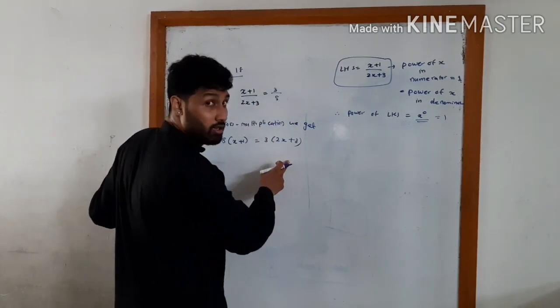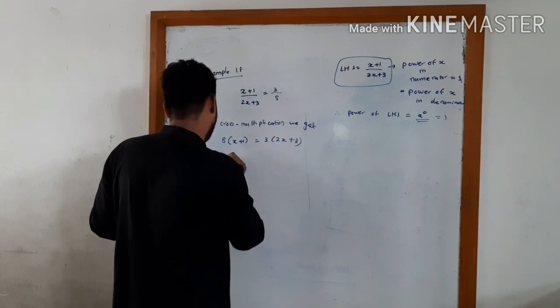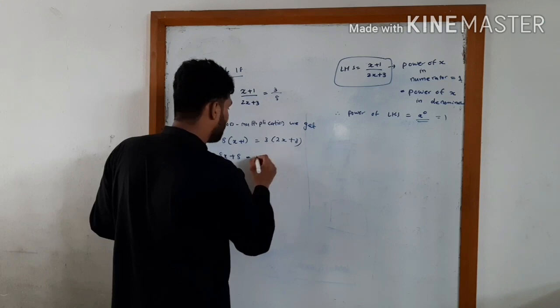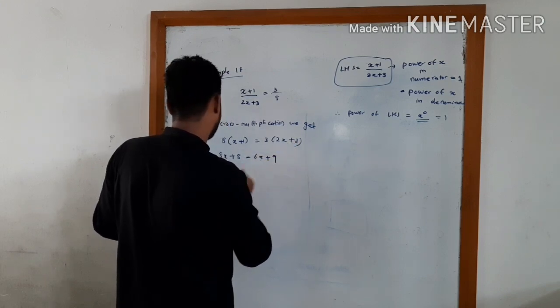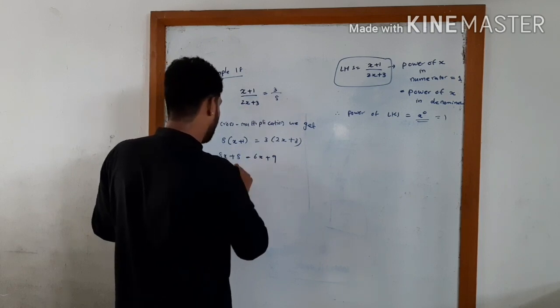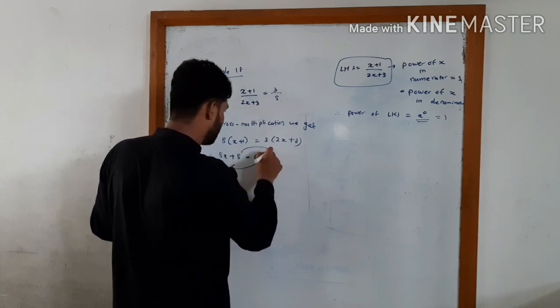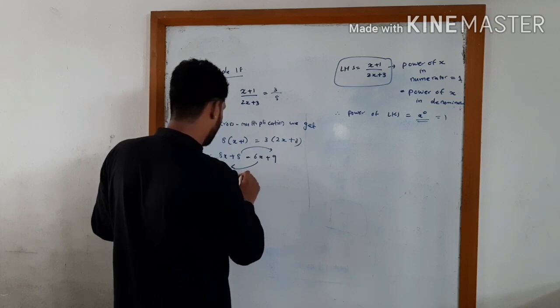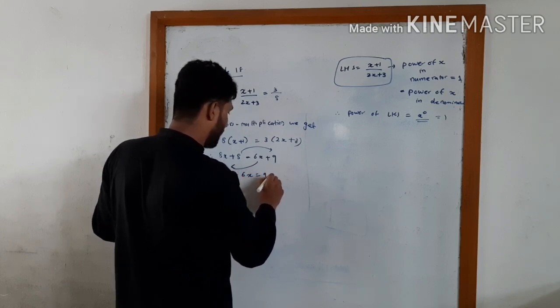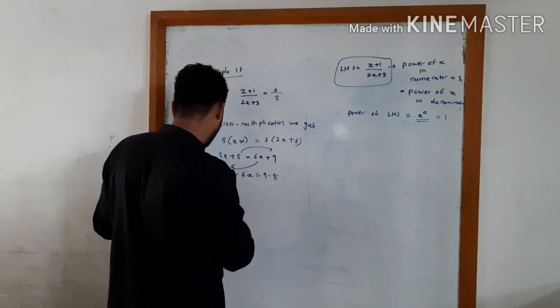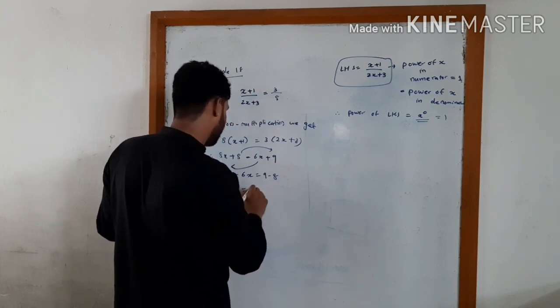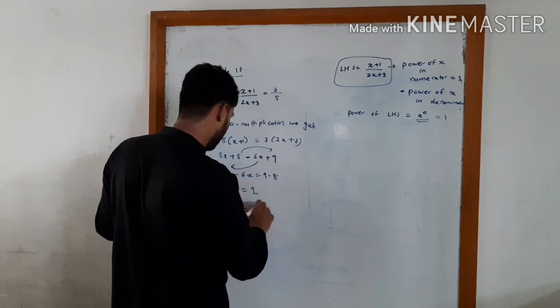Now I will open the brackets, correct? 8x plus 8, therefore 8x plus 8 is equal to 3 times 2x is 6x plus 3 times 3 is 9. Therefore I'll move this side and this side. So 8x minus 6x is equal to 9 minus 8. As you move to the opposite side, the sign changes. Therefore 2x is 1. Therefore x is equal to 1 by 2.